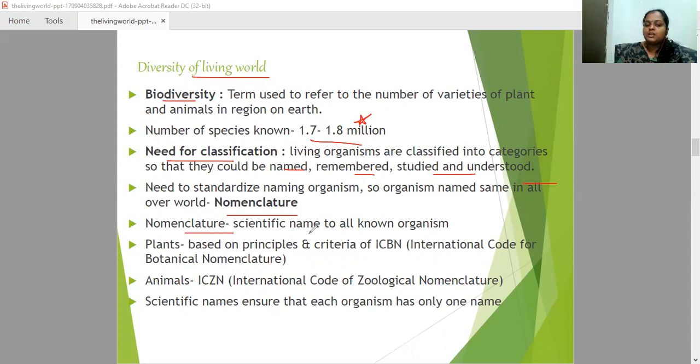The nomenclature, which is the scientific name, is given to all known organisms and plants based on the criteria of ICBN. Expansion of ICBN you can expect in the exam. It is the International Code for Botanical Nomenclature. Based on the criteria of this, plants are given the scientific name. Animals are named based on ICZN, the International Code of Zoological Nomenclature, and the scientific name ensures that each organism has only one name. It is called by that name all over the world.